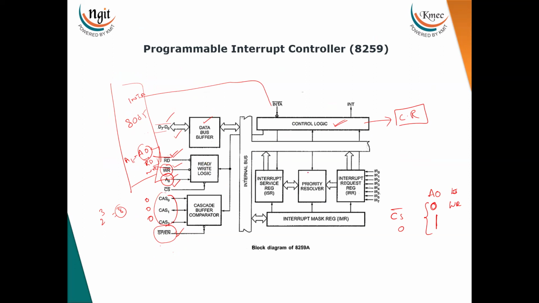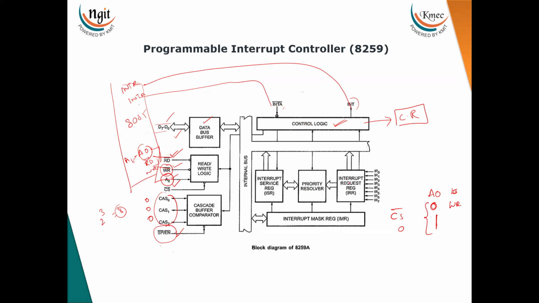Now coming to the control logic. This control logic is the center of the PIC and controls the functioning of every block, and it generates the INT. When the interrupt request signals are generated, it has the INT and INTA. This INT is connected to the INTR of the 8085, and INTA of the 8085 is connected to the INTA of the 8259. How this will be generated, I will explain later. This is about the control logic.